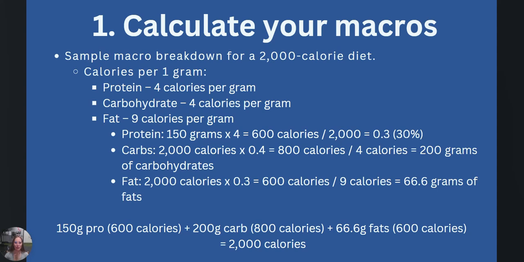So we want to do a sample breakdown for a 2,000 calorie diet. Reminder, calories per 1 gram: protein has 4 calories per gram, carbohydrates also have 4 calories per gram, and fat has 9 calories per gram. We're not talking about alcohol in this instance, but that does have 7 calories per gram, by the way. Typically we pull that from the carbohydrate group if we're going to sub that in anywhere. So let's say protein, we know we want 150 grams times 4 calories. That's equal to 600 calories, divided by 2,000 calories.